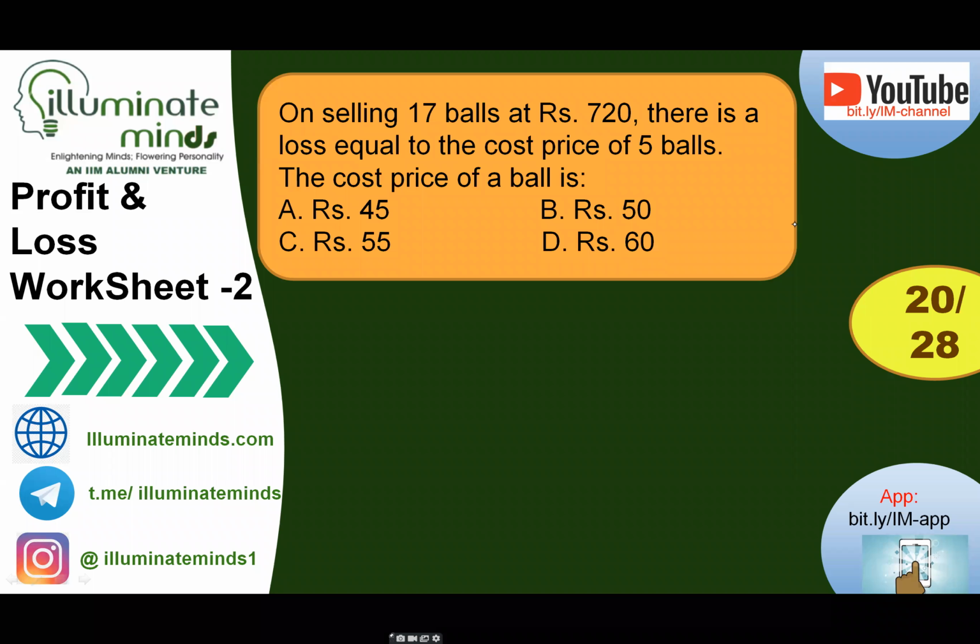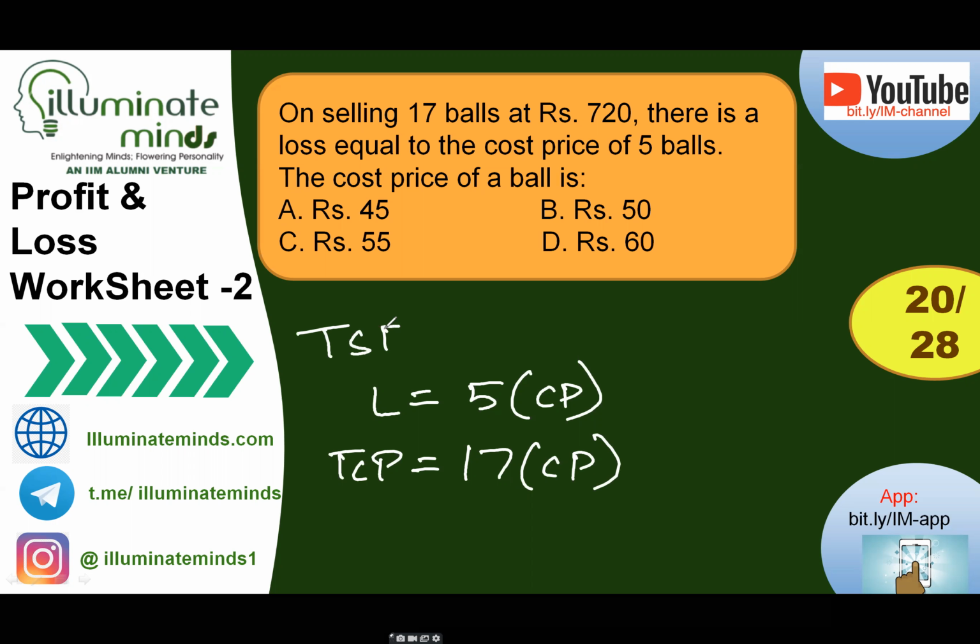Question number 20. On selling 17 balls at rupees 720, there is a loss equal to the cost price of 5 balls. Loss is equal to 5 CP and total CP is equal to 17 CP.